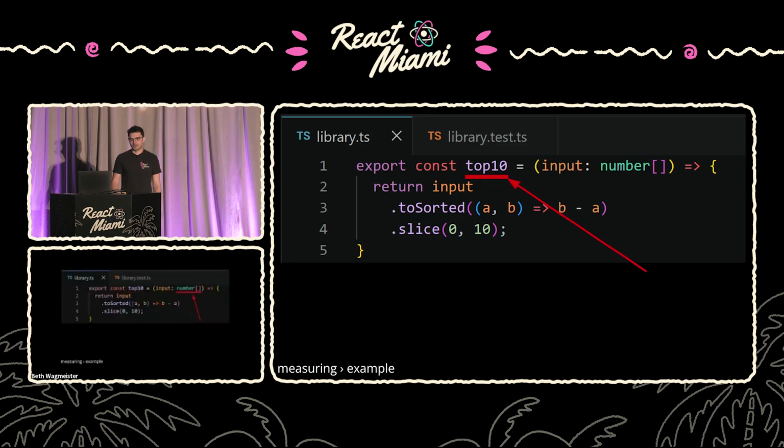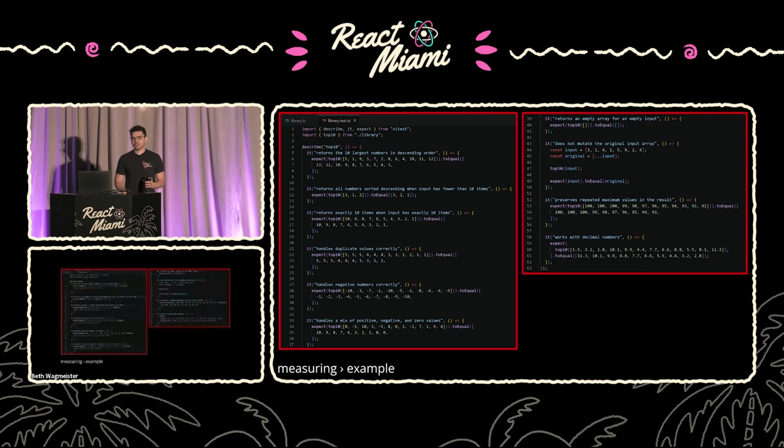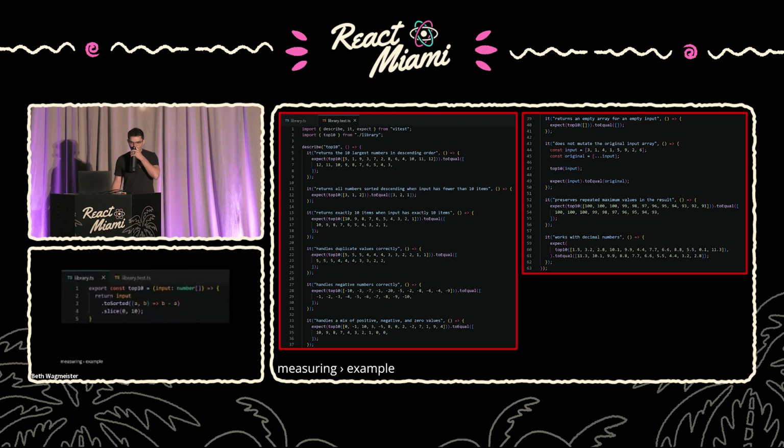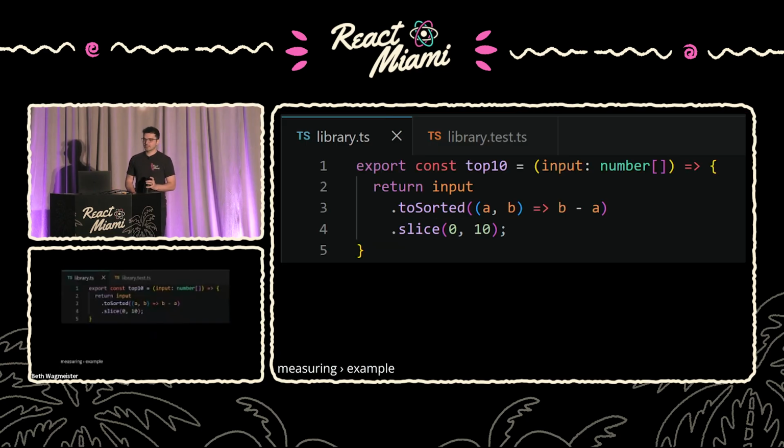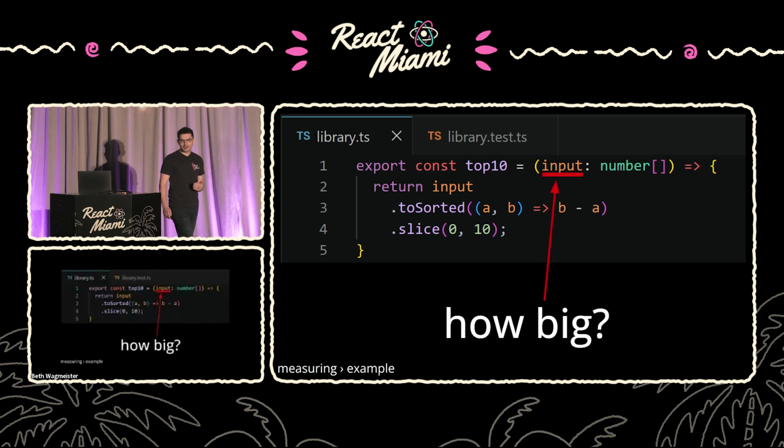So here's a top 10 function. It takes a list of numbers, it sorts it, and then it returns the first 10 items. Typical tests for this look for different kinds of numbers and checking how the function responds to invalid inputs and stuff like that. But we almost always write tests for correctness, for accuracy, but not performance. So let's look again at our function and try to find a performance problem. The most obvious thought might be, what if the input array is really big? If we try to measure that, how big can that array actually get?